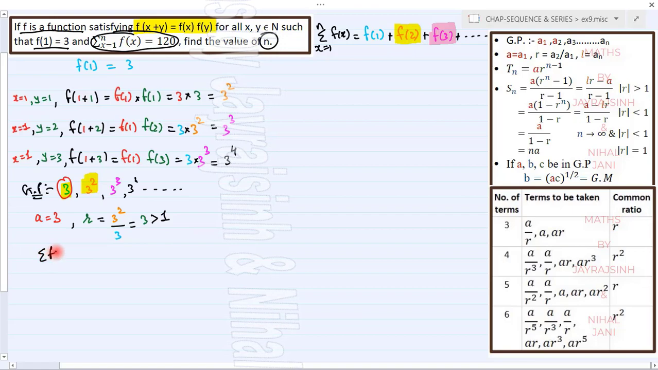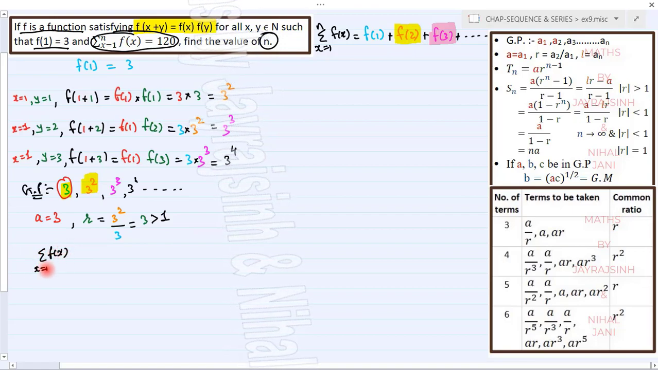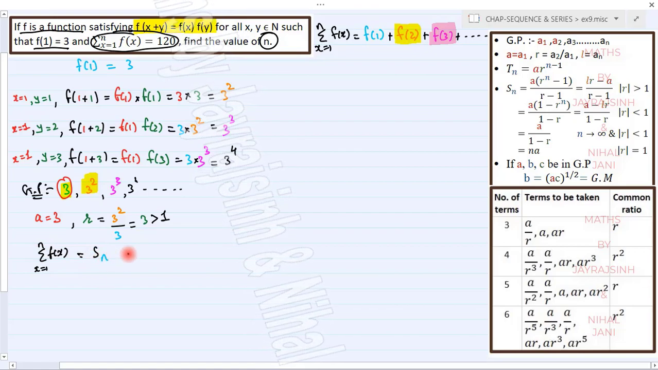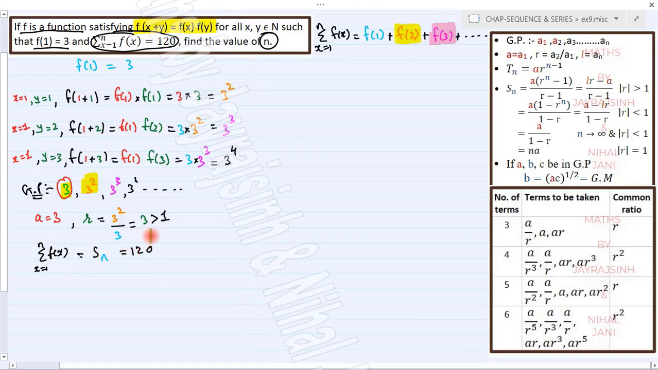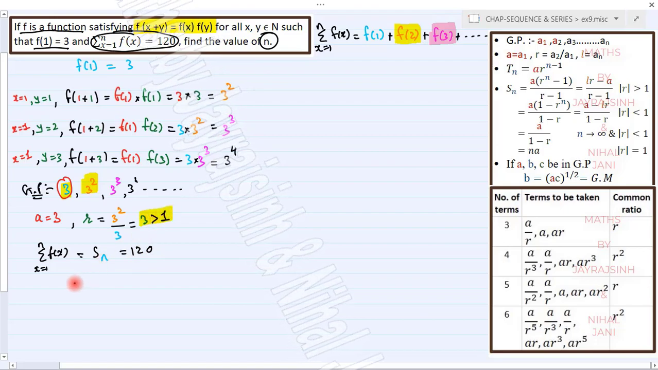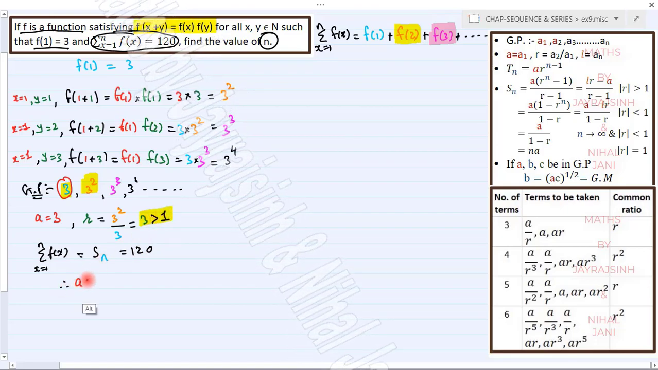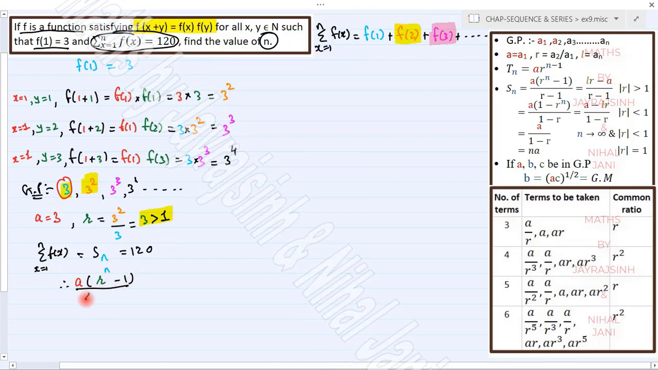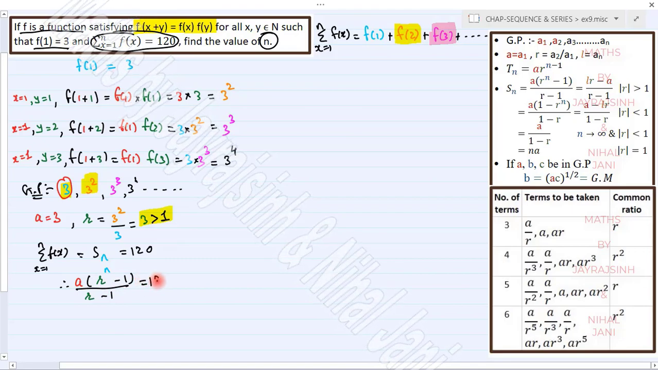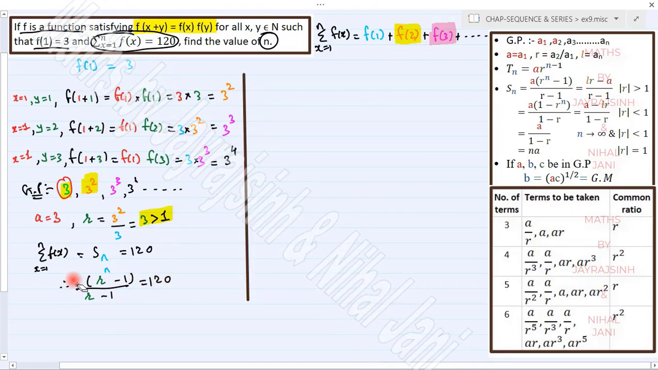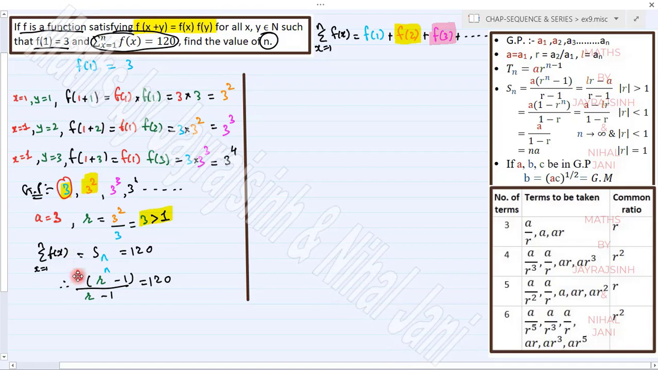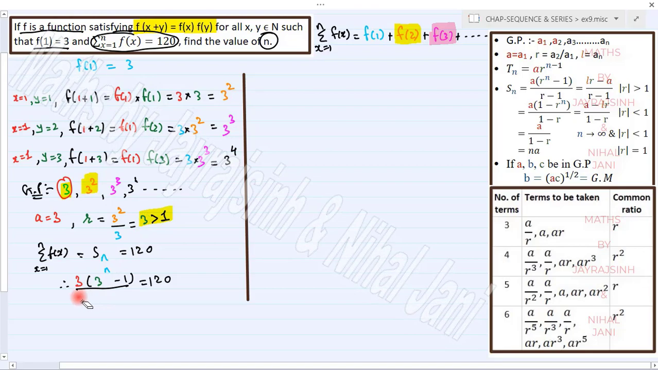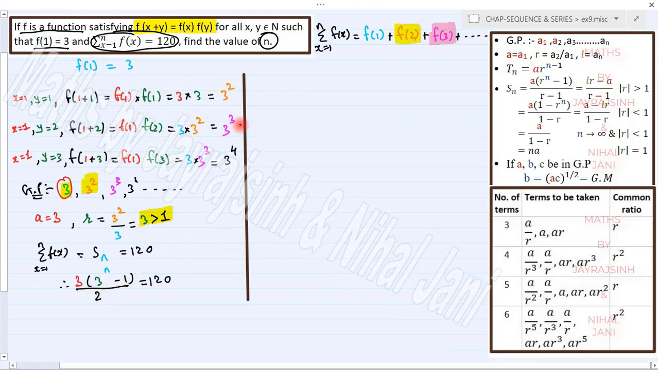And the summation of f of x from x equal to 1 to n is nothing but the summation of n terms equal to 120. So for r greater than 1, the formula of summation is a into r raised to n minus 1 upon r minus 1 is equal to 120, where a is 3 and r is also 3. So you'll get 2 in the denominator.